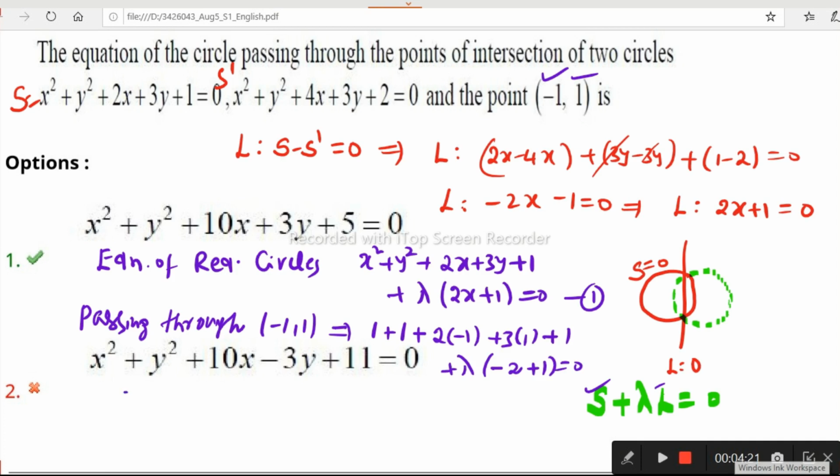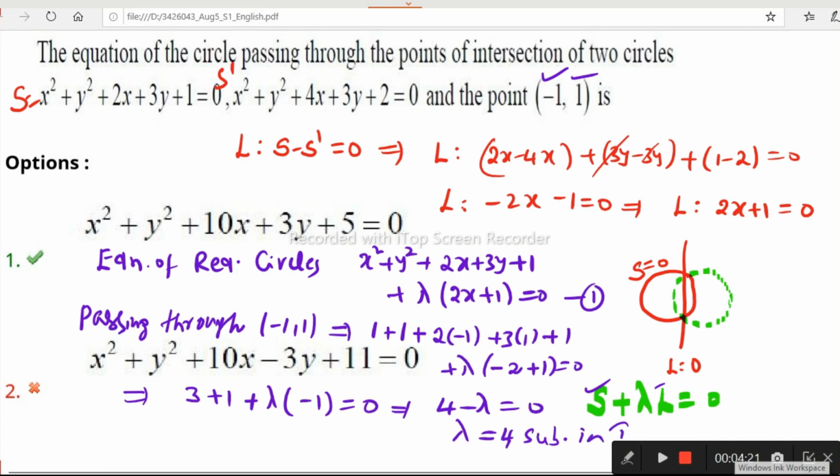So again from this one we can calculate it. 1 plus 1 is 2, 2 minus 2 cancels. The first 3 terms are cancelled. Next, 3 plus 1 plus lambda into minus 2 plus 1, which is minus 1, is equal to 0. So from this one, 4 minus lambda is equal to 0. So the lambda value is 4. This one you can substitute in S, and from that we can find our required equation.